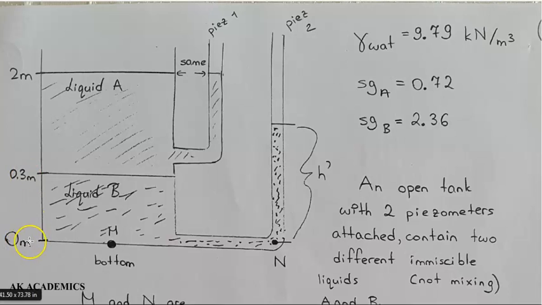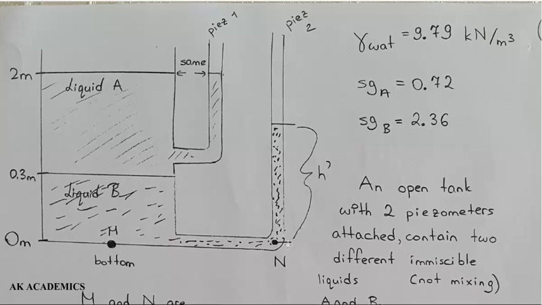And you can see the height from 0 meters at the bottom of the container or tank to 0.3 meters for liquid B, and then to 2 meters for liquid A. Alright. The liquid in the first piezometer, piezometer 1, rose to the same height as the liquid A from the bottom, as you can see here. And then for liquid B, the liquid in piezometer 2 rose to a height of H prime, as you can see here. We have point M and point N here. At point M and point N, these 2 points are equipotential. So we expect that the pressure at those 2 points is going to be the same.